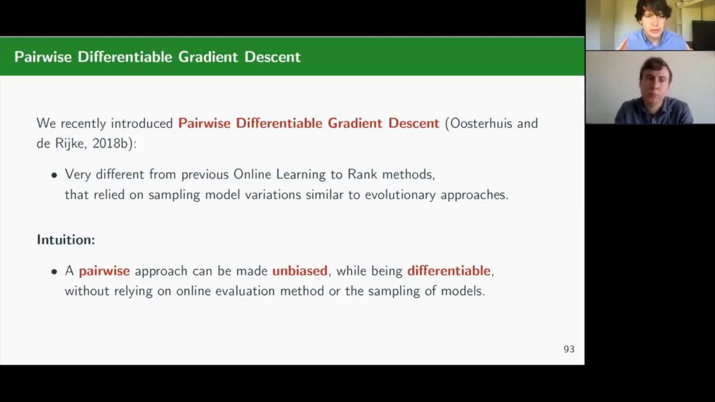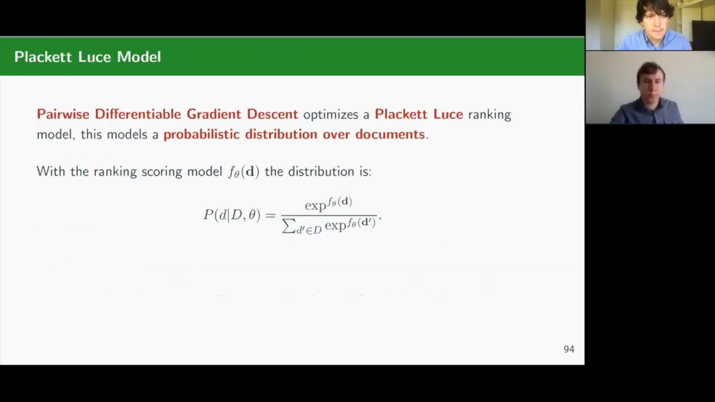Our intuition was we can take a pairwise approach and we can make it unbiased, which leads to a differentiable loss, a differentiable pairwise loss. And we don't have to use anything of an online evaluation or sampling of models. So we might have something that looks more like what we see in other machine learning fields, where you have a loss function that you can optimize. All right. This turned into pairwise differentiable gradient descent.